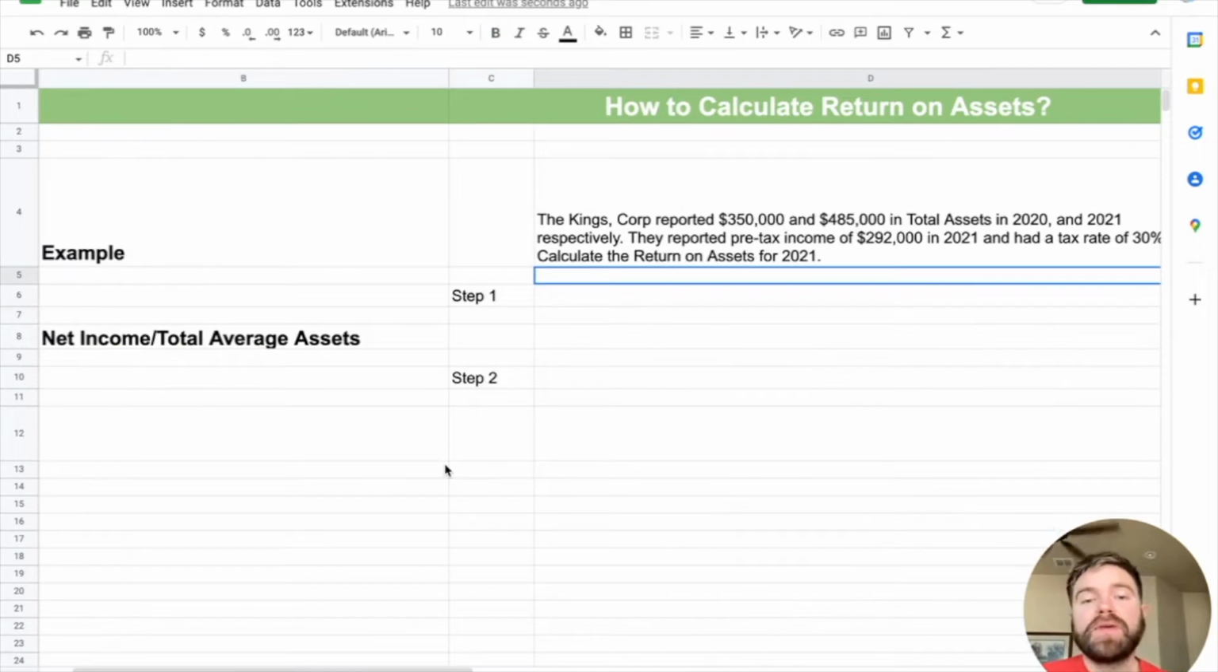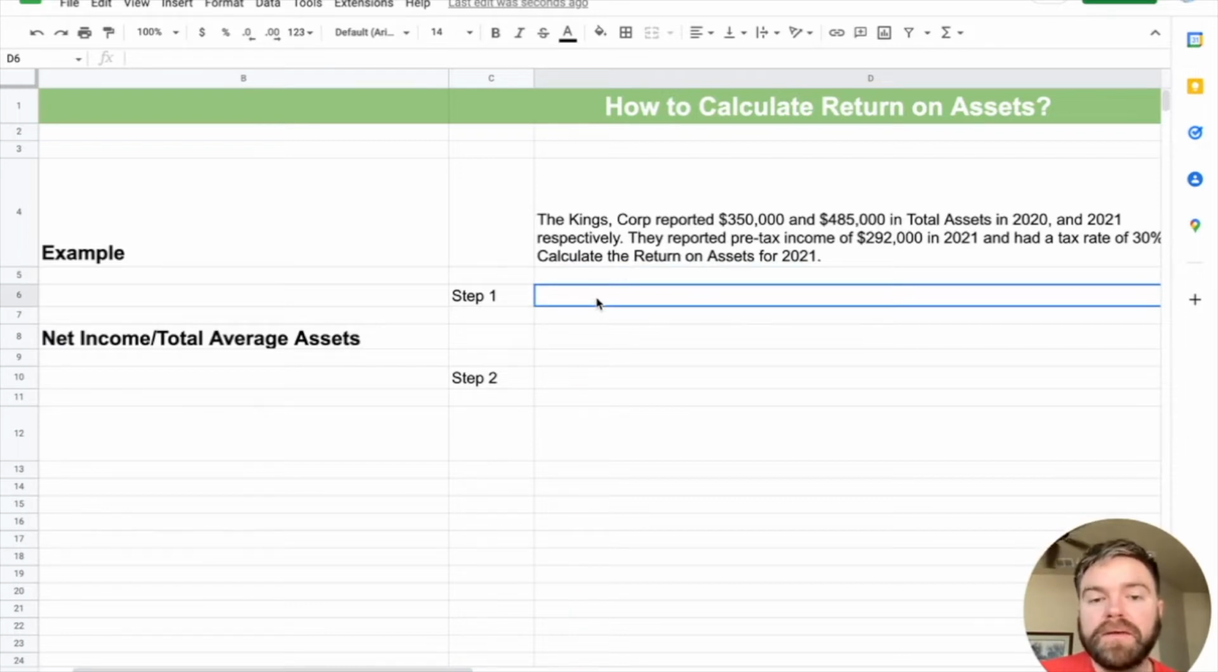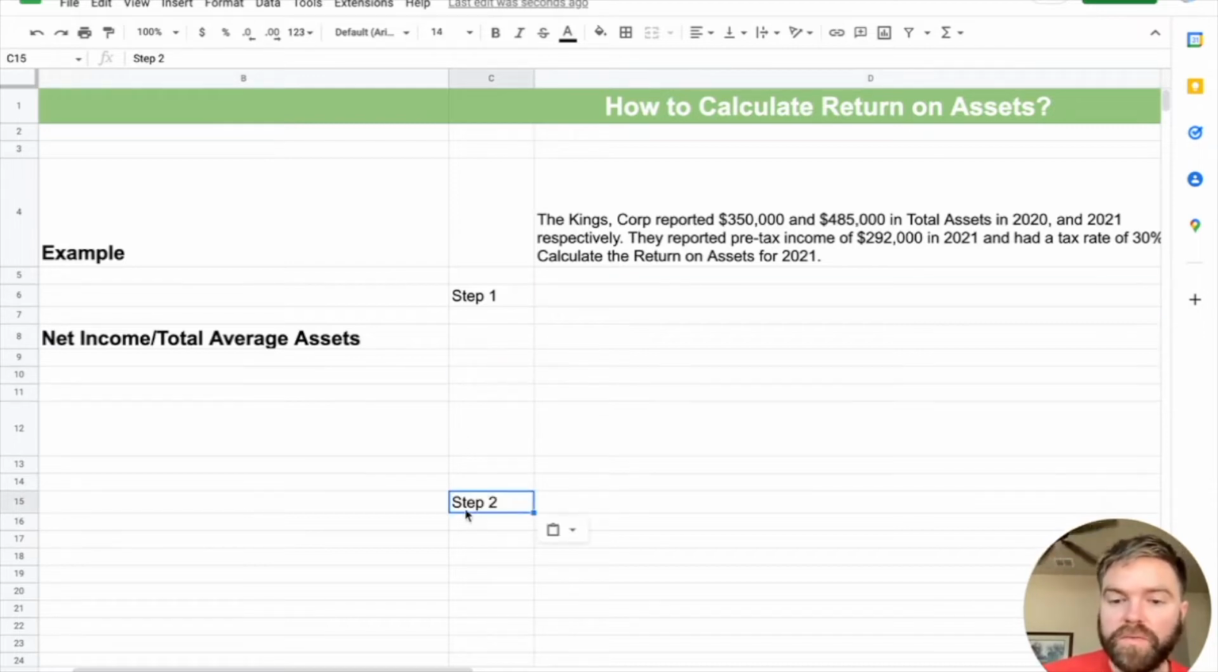Okay, so in this example here, the Kings Corp reports $350K and $485K in total assets in 2020 and 2021 respectively, meaning $350K in 2020 and $485K in 2021. Now, they reported pre-tax income of $292,000 in 2021 and had a tax rate of 30%. So there are 2 steps we have to take to calculate our return on assets. Step 1, we need to calculate our net income because they gave us our pre-tax income. So that's very important. We'll move step 2 down so we have some room here.